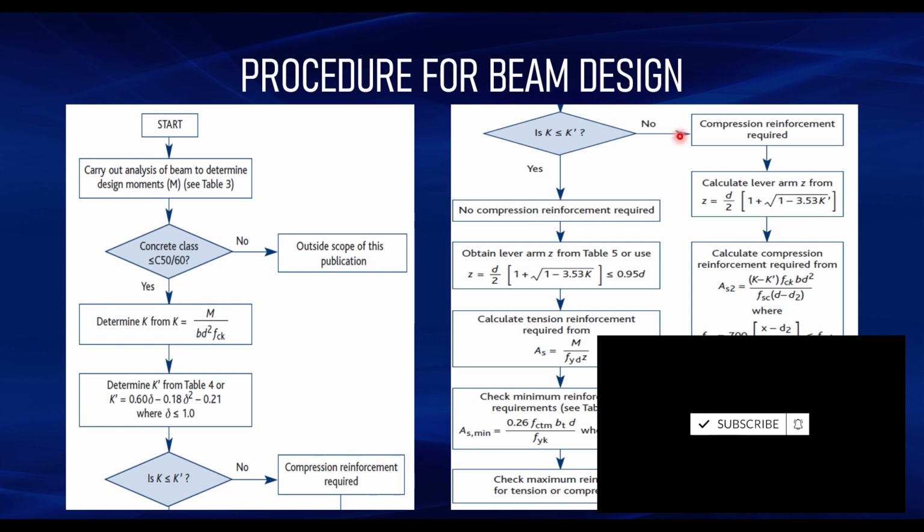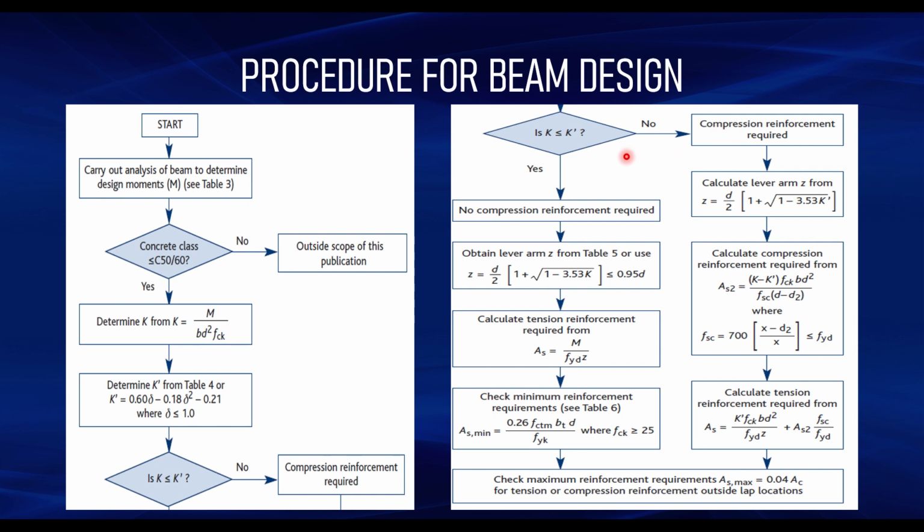But in a situation when there is no need for you to provide compression reinforcement, the next thing for you to do is to determine the lever arm Z using this formula, and the value of this lever arm must always be less than or equal to 0.5 multiplied by the effective depth of the beam. Then you calculate the tension reinforcement required. You now check if this reinforcement is greater than or equal to the minimum reinforcement. Then you also check if the reinforcement is less than or equal to the maximum reinforcement which the concrete section can take.